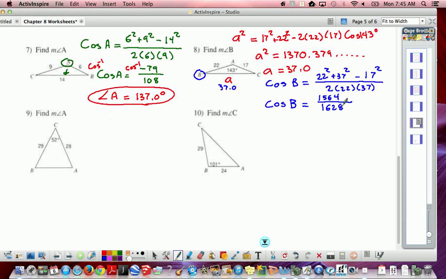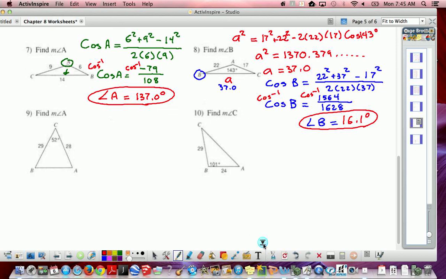The bottom part ends up being 1628. So when I cosine inverse this on both sides, I get my angle B to be 16.1 degrees. I should realize that it's going to be a small angle since angle A is 143 degrees, which is almost 180. All right, let's do the last two problems quickly here.